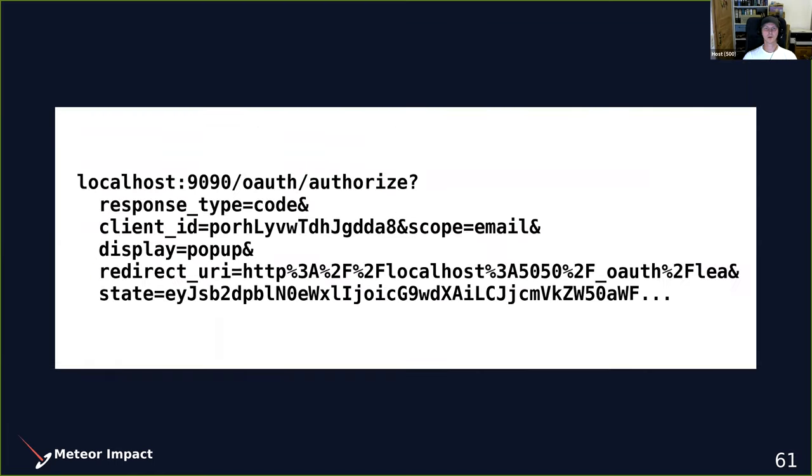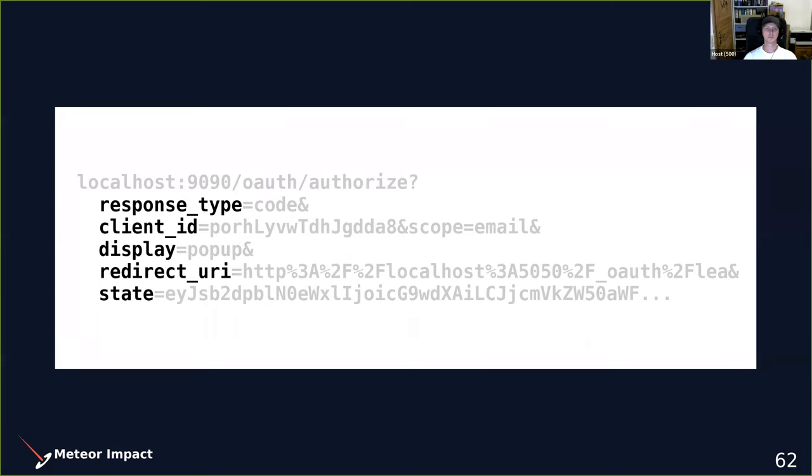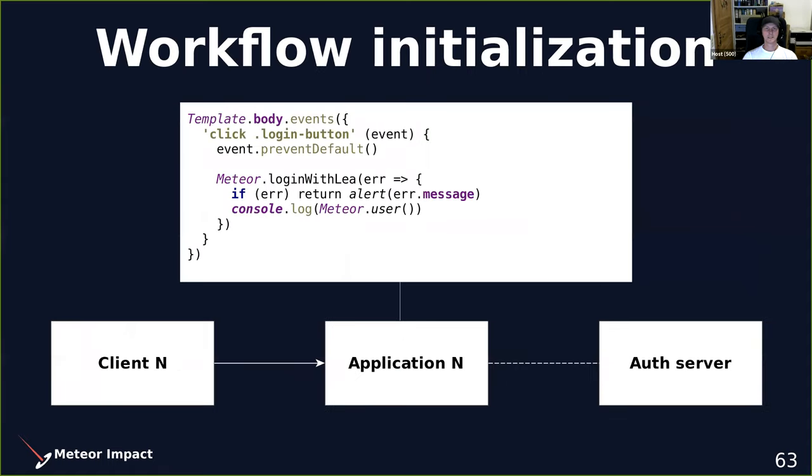And this is how such a query looks. This is the one you start from your application by using accounts-leah, or accounts- plus your service name. This is the built GET request, and as you can see, these are the important parameters that are sent to this authorization form. The workflow initialization using accounts-leah is really just one line: Meteor.loginWithLeah, and all the rest is, as I said, abstracted away for you. And when the response has been received, you can simply log in your user, and then you're authenticated.